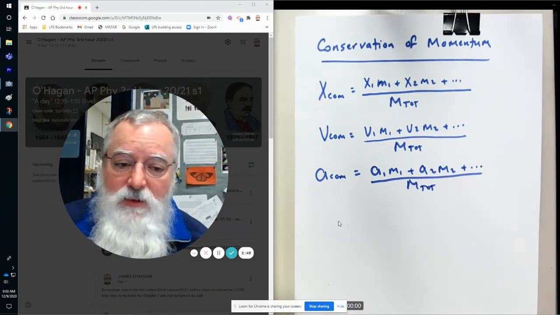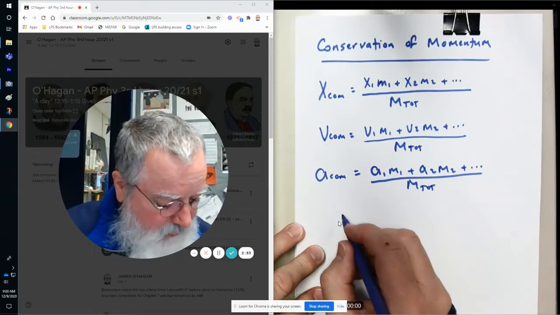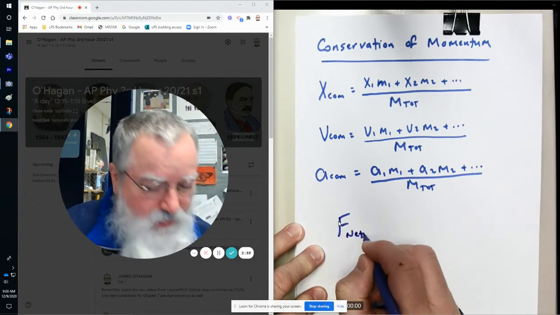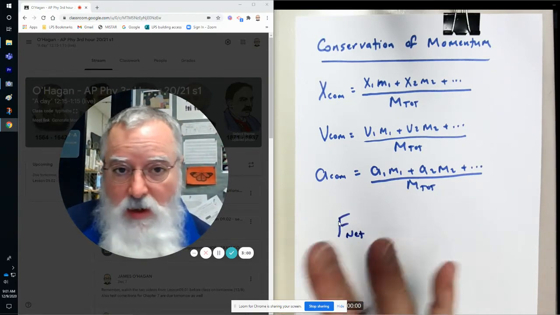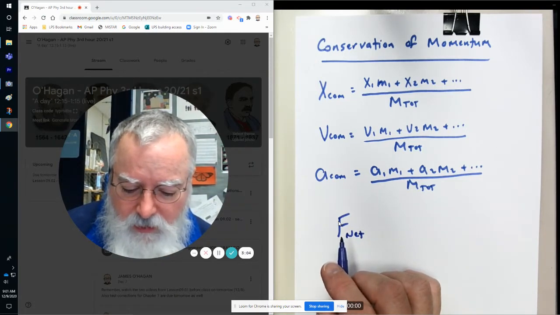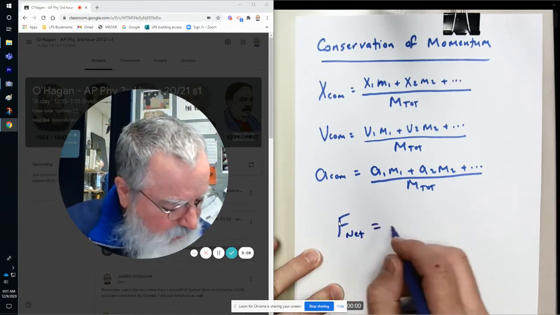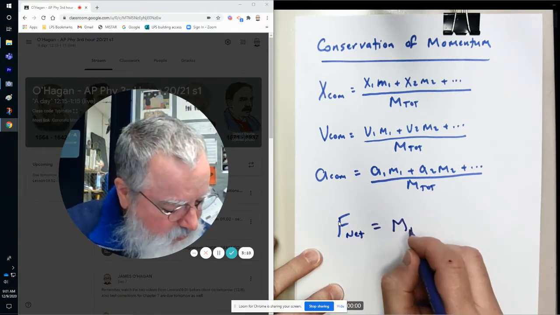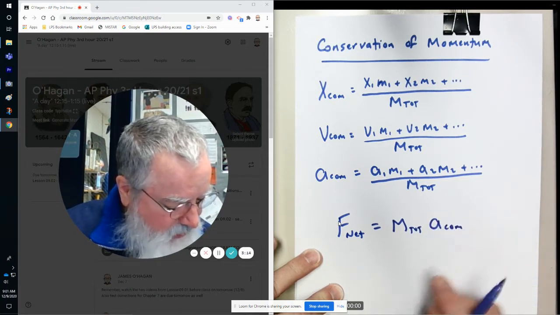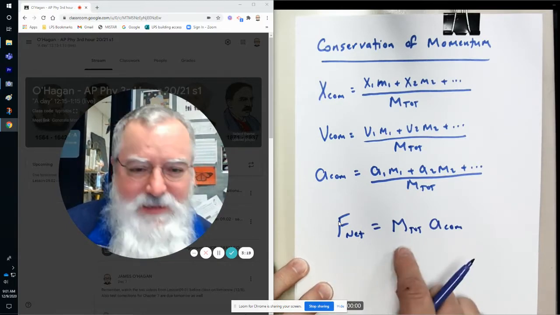Now we also had Newton's second law for a system of particles, and here was that. The net force, so that's the force on all the objects, all of them, equals the total mass, T-O-T, times the acceleration of the center of mass. That's Newton's second law, kind of the old-fashioned way, if mass is constant.